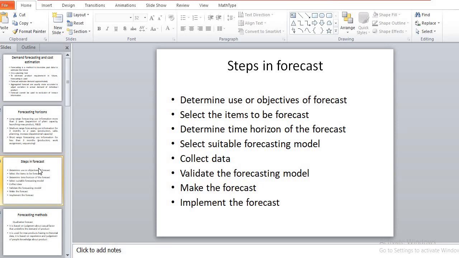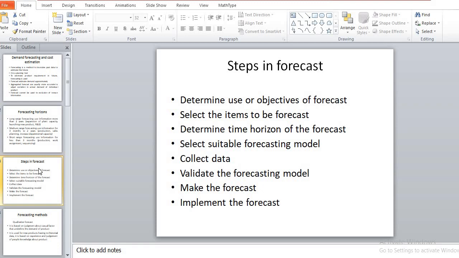Then we collect the data, past data for forecasting purposes, and by using that collected data with the forecasting model, we make a forecast for a particular time in the future. Then we can implement that forecast to fulfill the objective of the forecast.